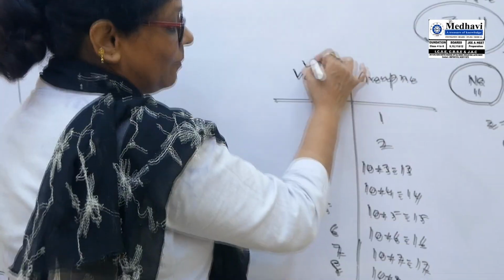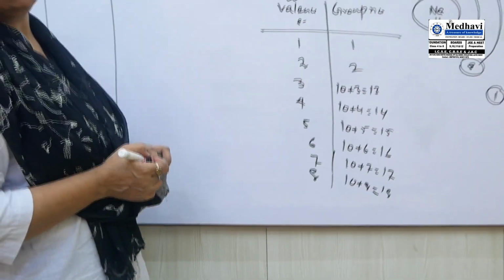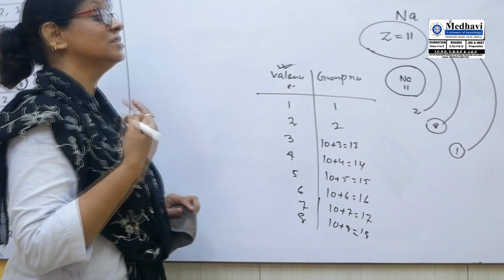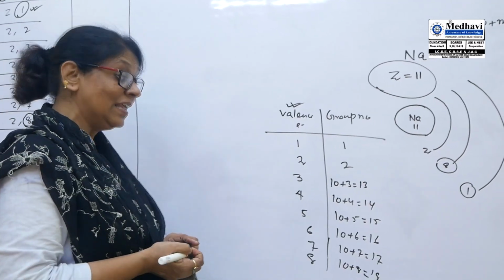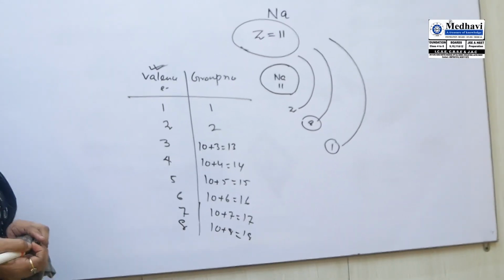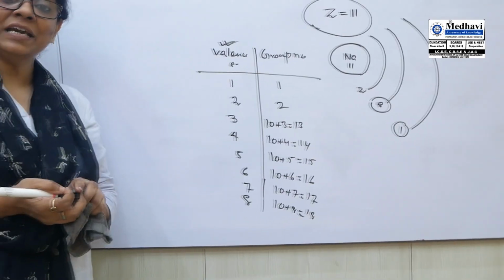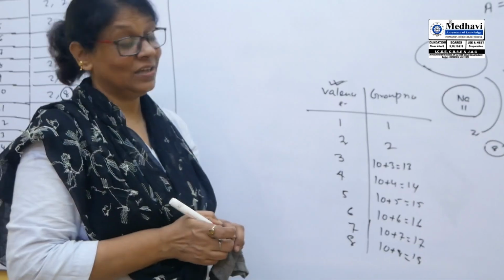So valence electron plays an important role to find the group number, or to find the position of the element in the given periodic table. Valence electron also tells valency, that is the combining capacity of an element.